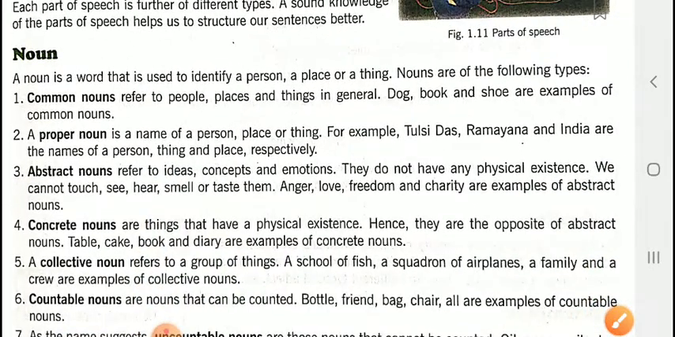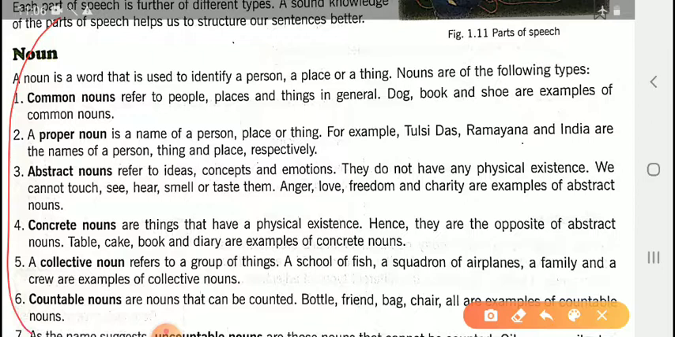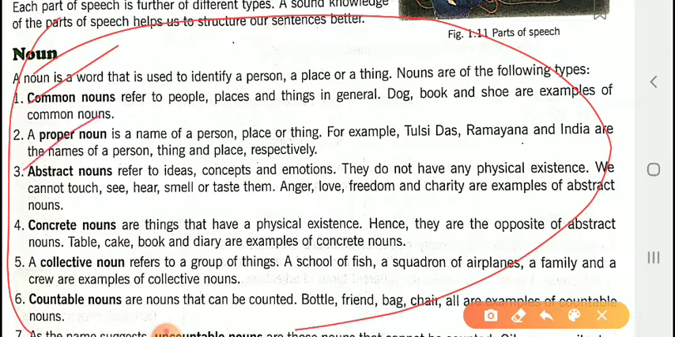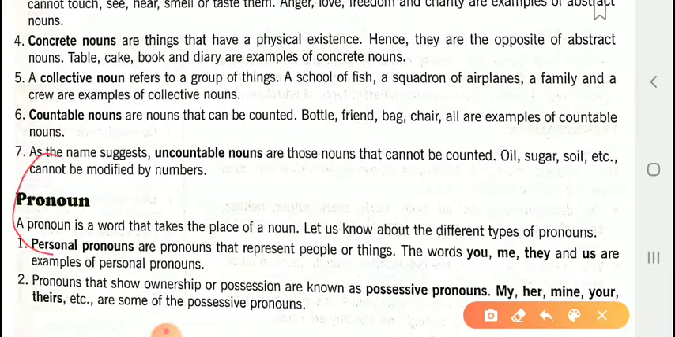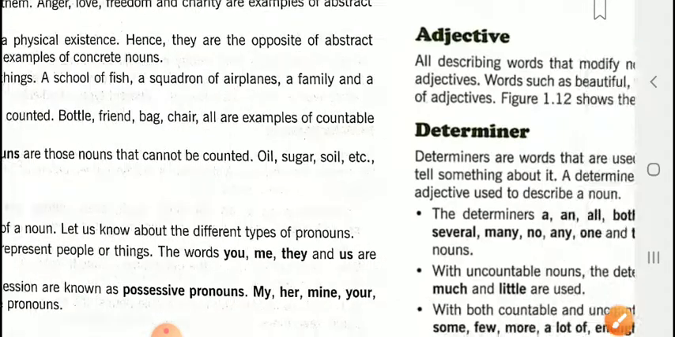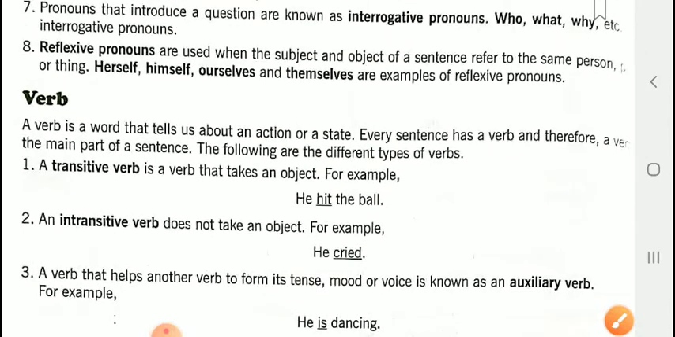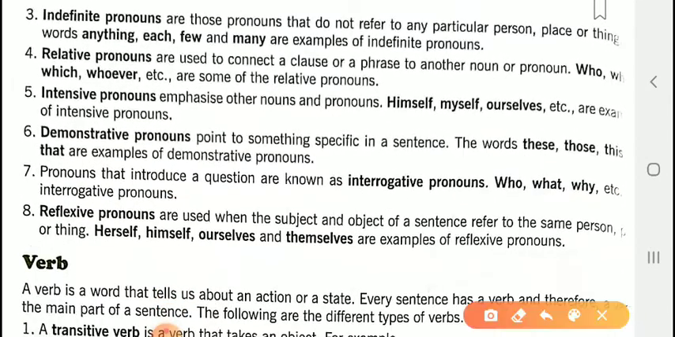So you have to study all those things very thoroughly. What is a noun? Types of noun are given here: common noun, proper noun, abstract noun, concrete noun, collective noun, countable noun. Then pronoun. What is a pronoun? Personal pronoun, possessive pronoun, then indefinite, relative, intensive, demonstrative, interrogative and reflexive pronouns.